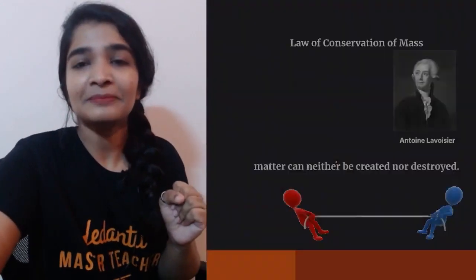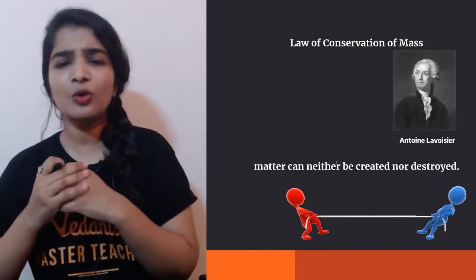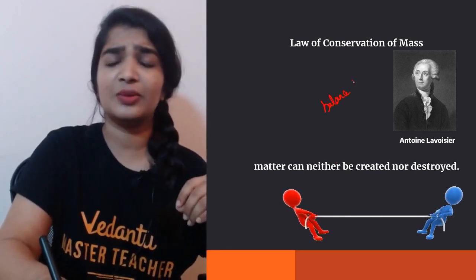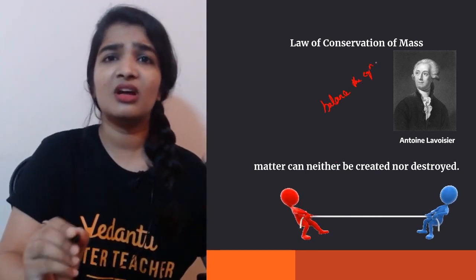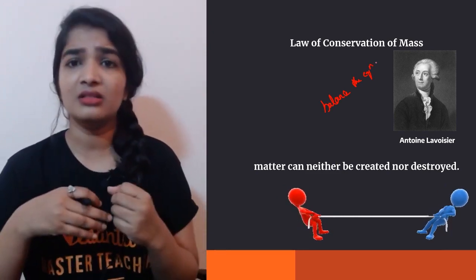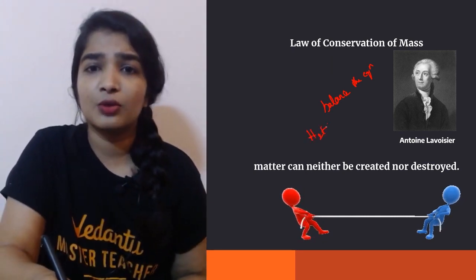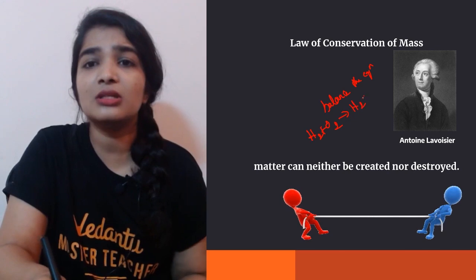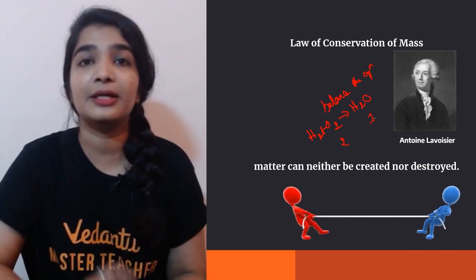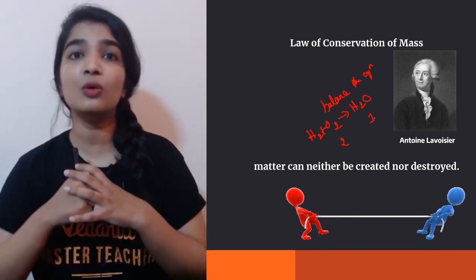So first is the law of conservation of mass. You all know that we always say balance the equation, right? But why? You have reactants, then you are getting products. H2 plus O2, you are getting H2O. But here you have 2 atoms of oxygen, here you have only 1 atom. So it is not balanced. Where did the one more oxygen go?